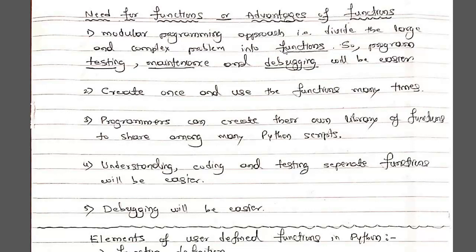Separate functions will help you to test separately. A separate function can be maintained separately. Errors can be removed from that function separately. Everything will be easier. Don't write a single program if you're solving a large and complex problem. Better divide and write many functions and call them inside the main. This is what we call the modular programming approach.